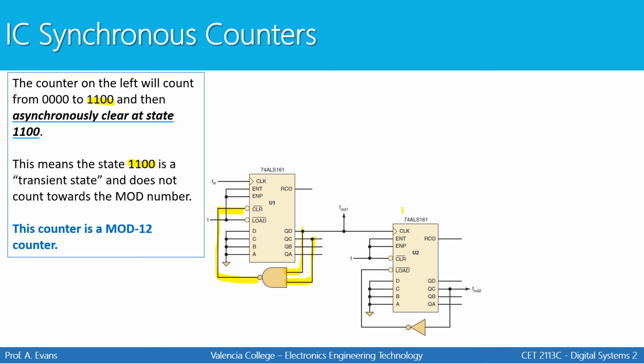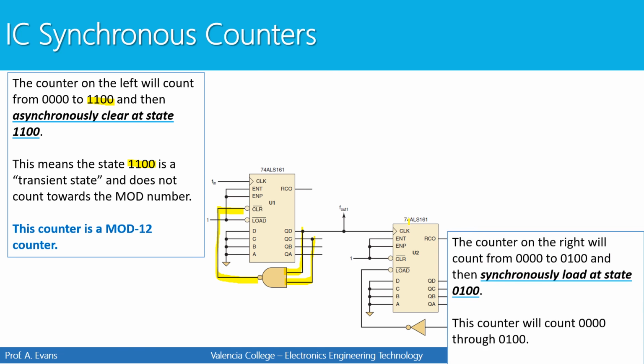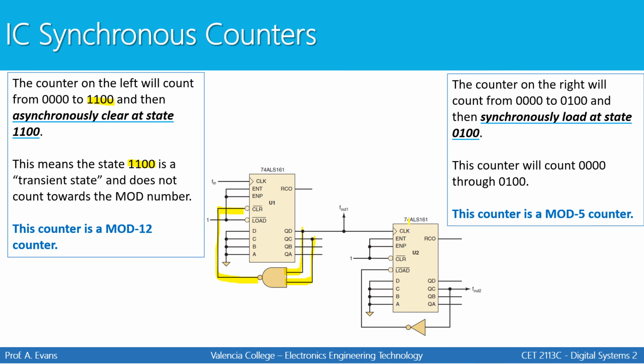Now let's look at the circuit on the right. This counter on the right will count from 0, 0, 0, 0 to 0, 1, 0, 0 and then synchronously load at that state. Let's take a look at how we know this. Look at the output here. When output C comes out, it gets inverted. And that is then connected to the load signal.